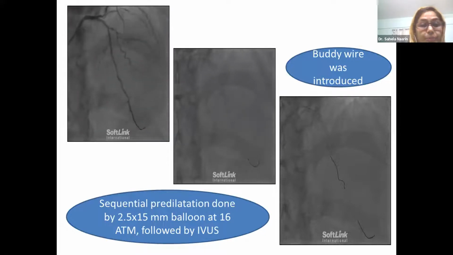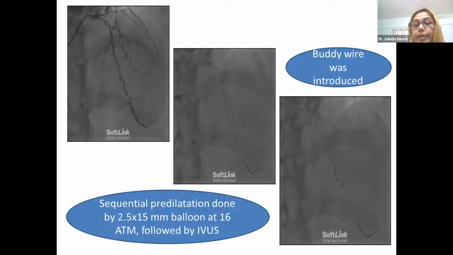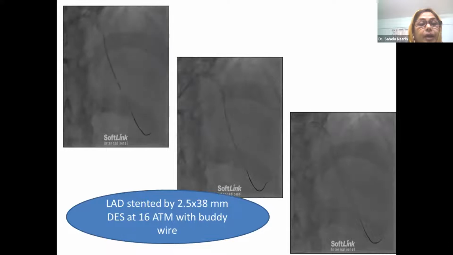And this is the picture after the pre-dilatation, and considering the IVUS, we decided to do sequential pre-dilatation with 2.5 into 15 millimeter NC balloon at 16 atm as there was high calcium load. Then we decided to deploy the stent, despite high calcium load and tortuosity of the vessel. And rotablation was also kept ready if we were unable to deploy the stent.